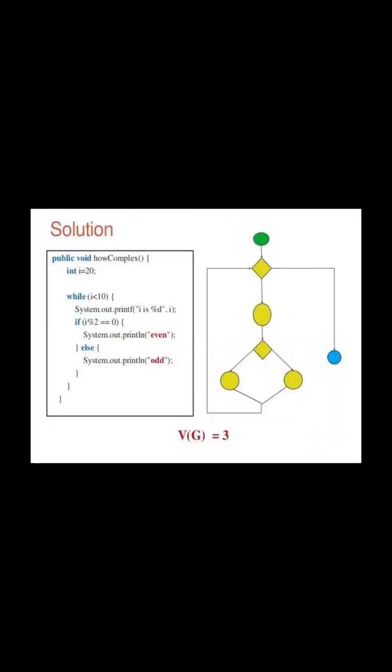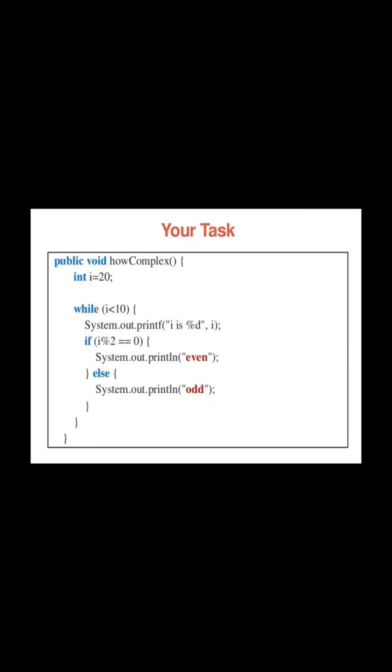Say for example, we'll take another sample example. We'll take a sample Java code: public void complex, int i equal to 20, while i is less than 10, System.out.println will print the value of i. And if i divided by 2 double equal to 0, then print even. So here we are checking whether the given input is an odd number or an even number.